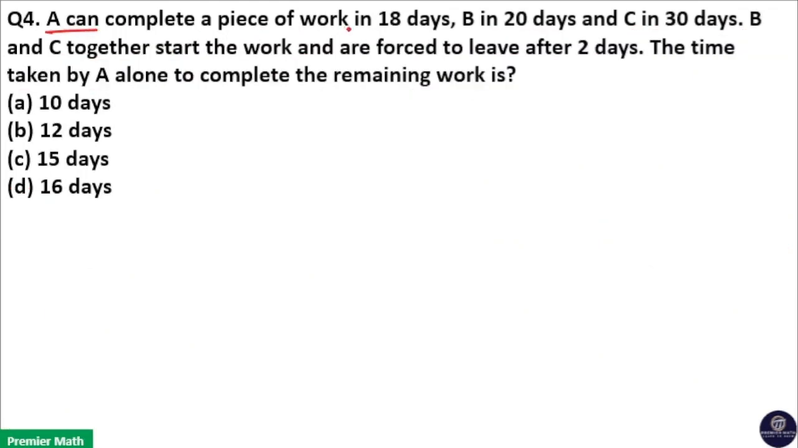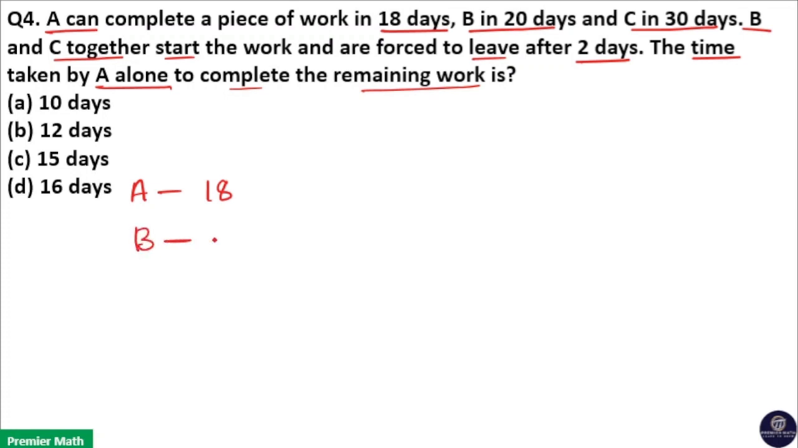A can complete a piece of work in 18 days, B in 20 days, C in 30 days. B and C together start the work and are forced to leave after 2 days. Find the time taken by A alone to complete the remaining work. Here, A can complete a work in 18 days, B can complete the same work in 20 days, and C can complete the same work in 30 days.